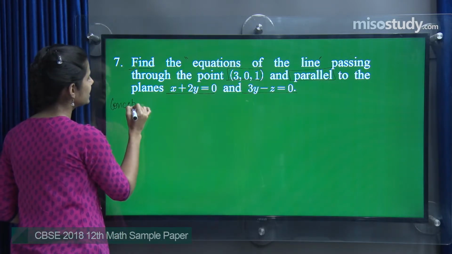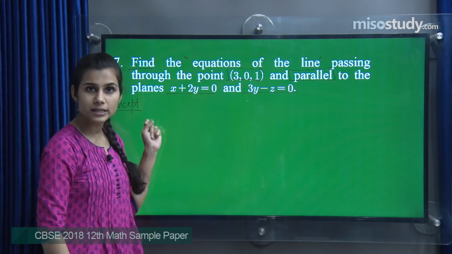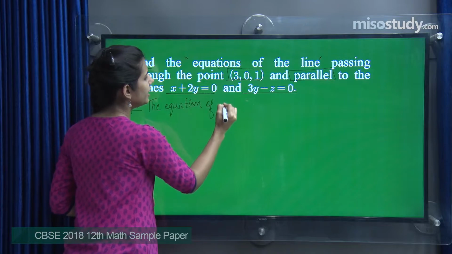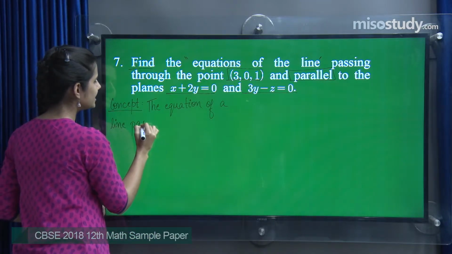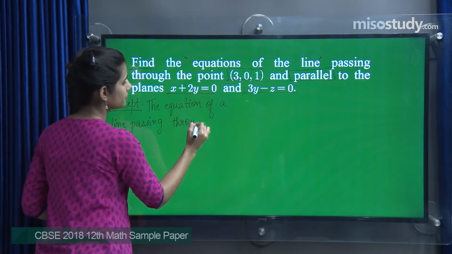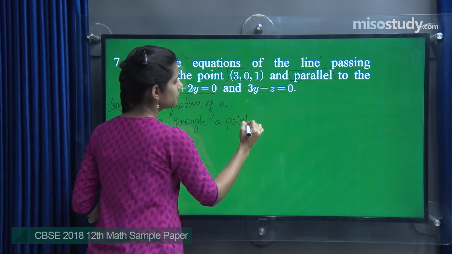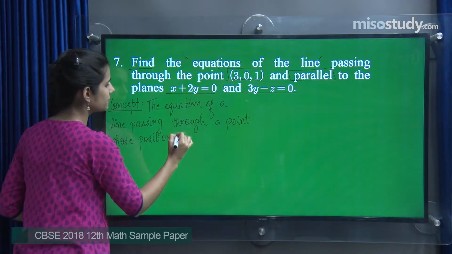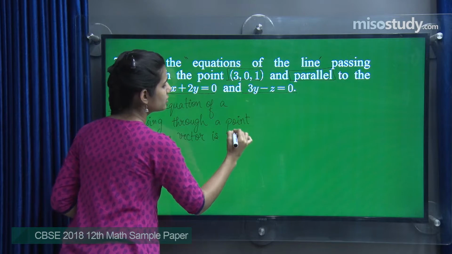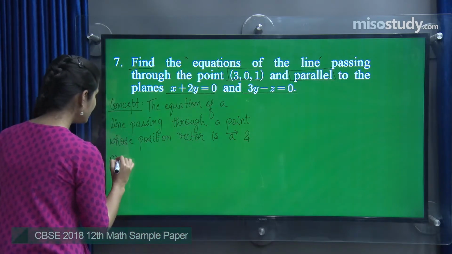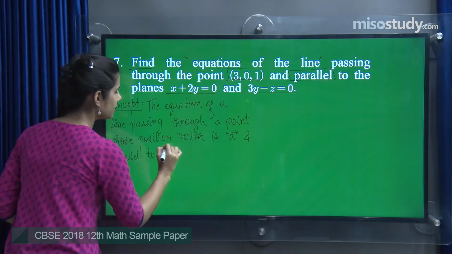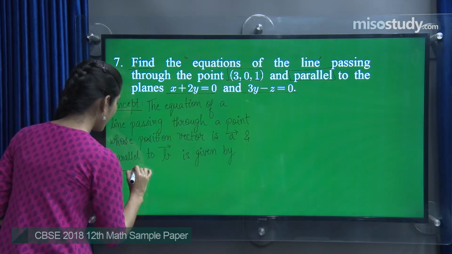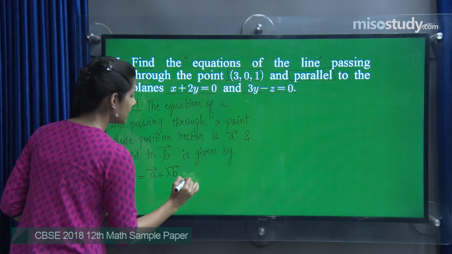Now again, the concept on which this question is based is that the equation of a line passing through a point whose position vector, you can find the position vector of any point, is suppose A vector, and parallel to a vector B vector, is given by R vector equals A vector plus lambda times B vector.